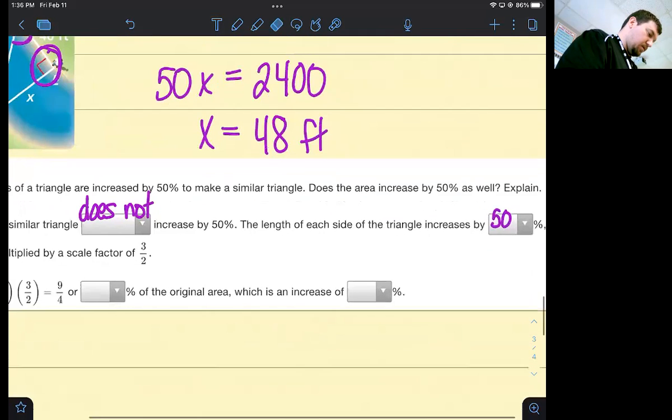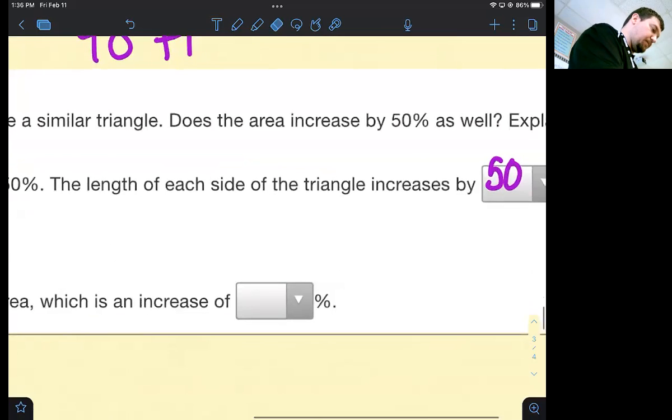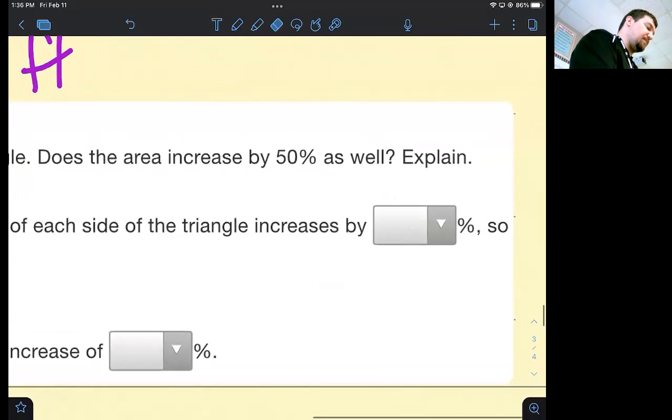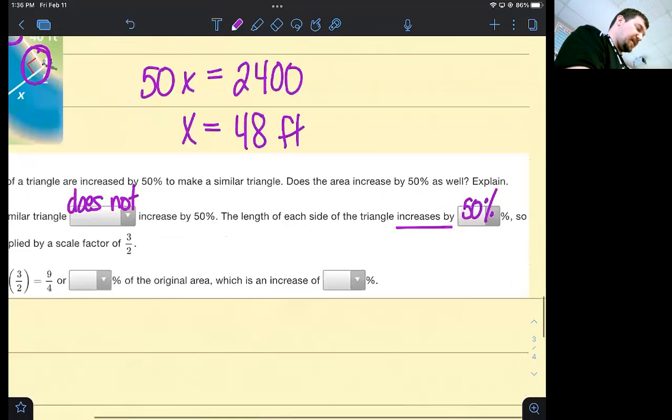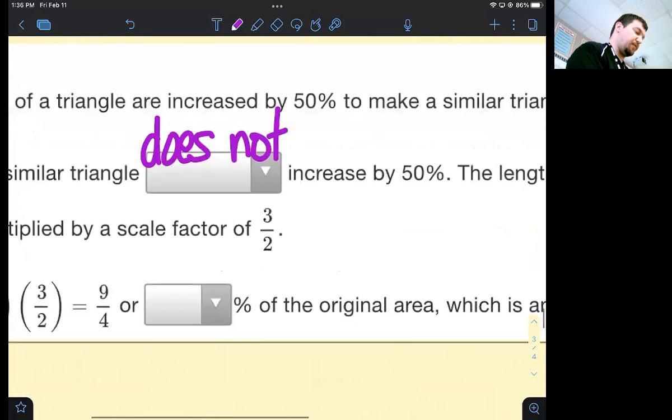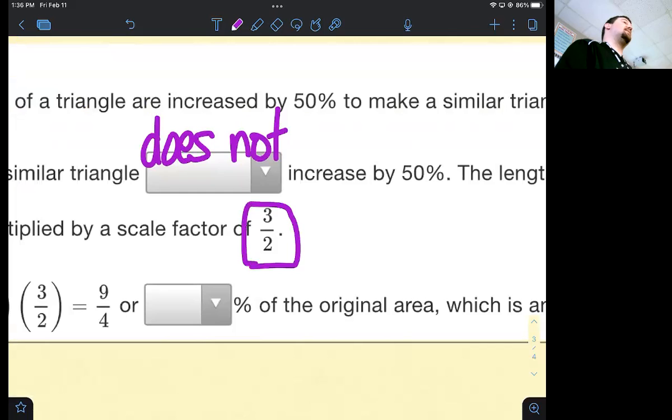So, increases by, we're going to say 150. Wait, is it 50% or 150%? 50%. Okay, I'm trying to think it through. So it's 150% of what it was. And that's where they're getting this scale factor of 3/2, because 3/2 is the same as 1.5 and 1.5 is the same as 150%.